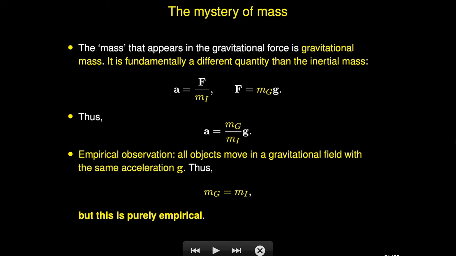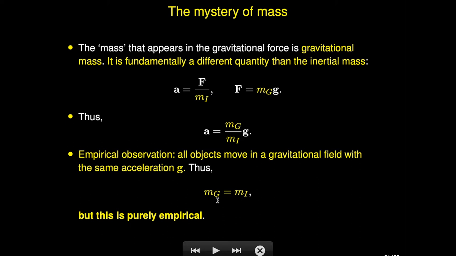So that's what we get from fundamental theory, but our experience tells us, as I've just mentioned about the car and the book, that all objects have the same acceleration if you put them in the same gravitational field. In other words, mg over mi is a constant. And in fact, by a choice of units, you can make them equal. So it's an empirical observation that all objects move in a gravitational field with the same acceleration, which by a choice of units is just the gravitational field.